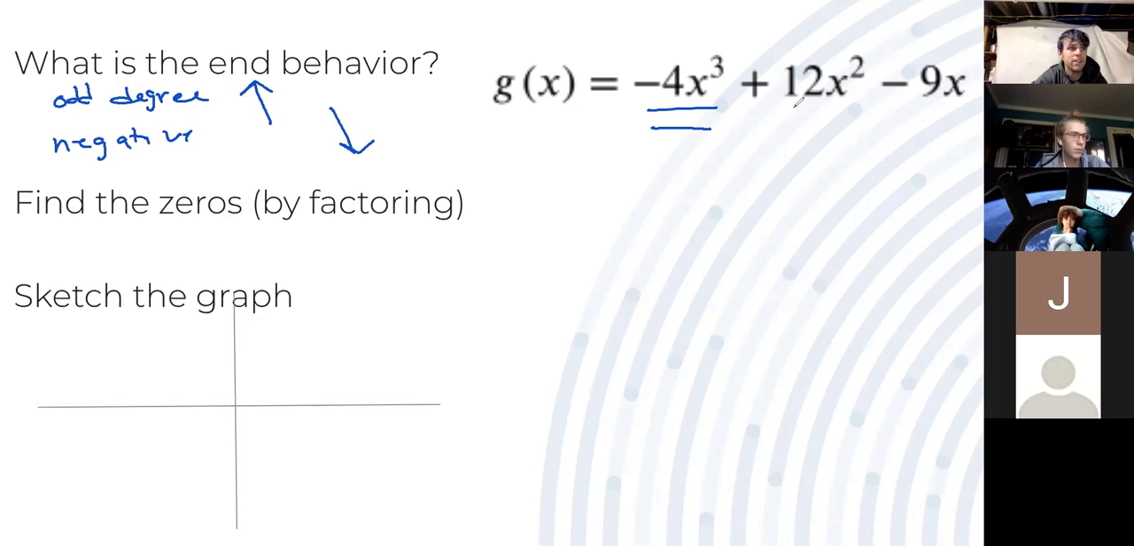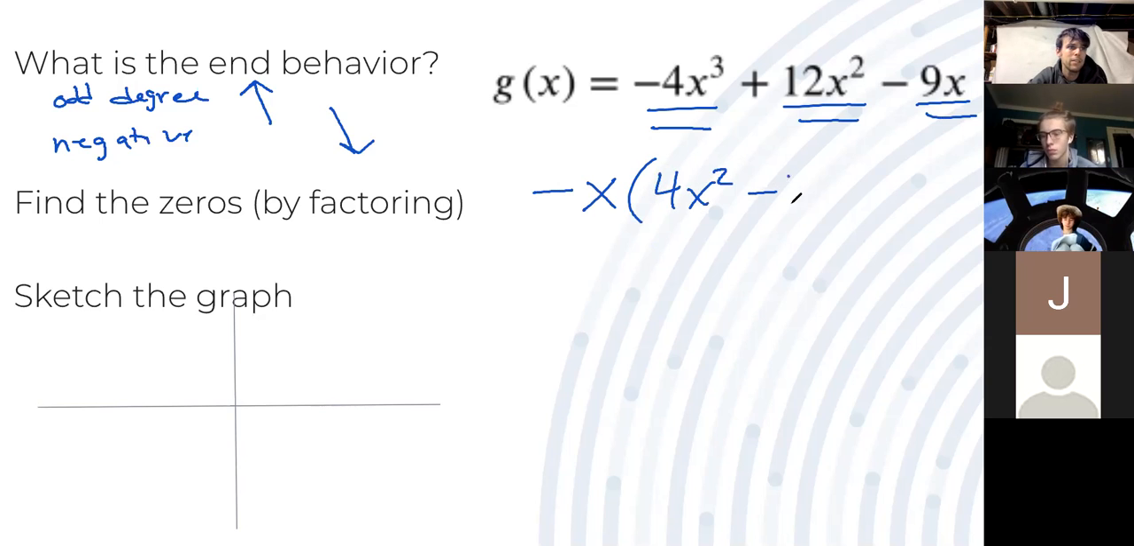Find the zeros by factoring. So just like the last one, all these terms have an x in them. So I can factor that out. And generally, when you're factoring, you don't like the leading term to be negative. So you want to factor out a negative also. So I'm factoring out negative x. So that's going to leave 4x squared minus 12x plus 9. Because when I redistribute that negative, that would be negative 4x squared plus 12x minus 9. Whenever you factor out a negative, you essentially just change the signs of each term, right?